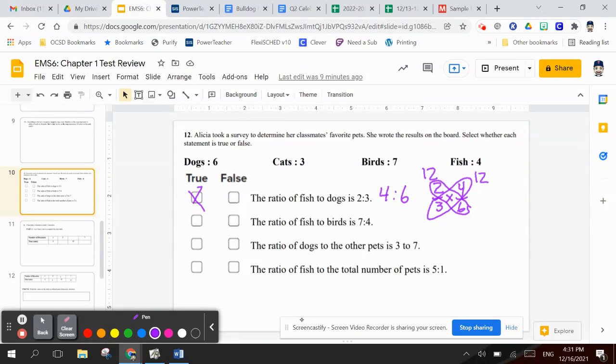It says the ratio of fish to birds is 7 to 4. So I have 7 to 4.